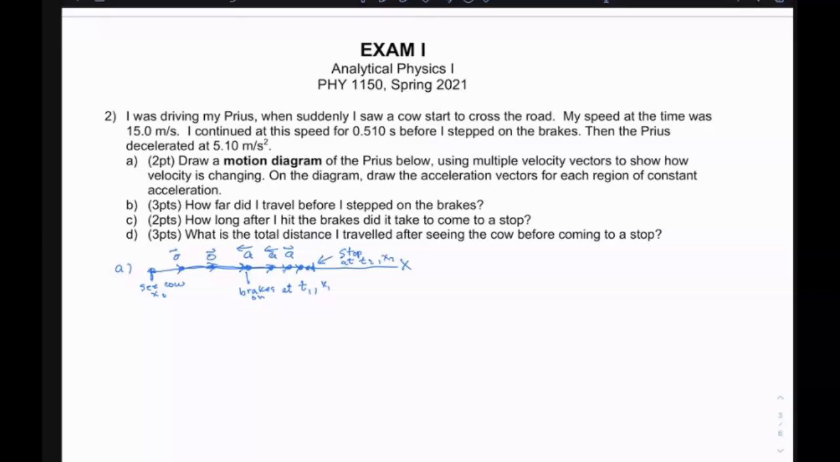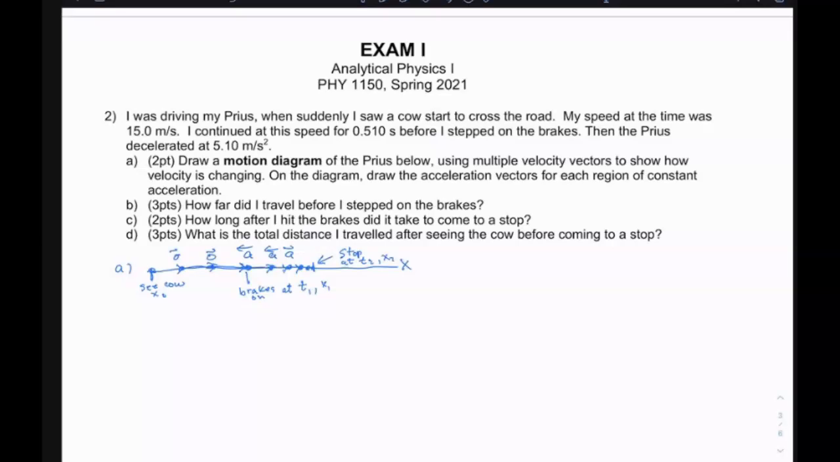In this video, I'll go over question 2 in exam 1. Question 2 reads, I was driving my Prius when suddenly I saw a cow start to cross the road. My speed at the time was 15.0 meters per second. I continued at this speed for 0.510 seconds before I stepped on the brakes. Then the Prius decelerated at 5.10 meters per second squared.